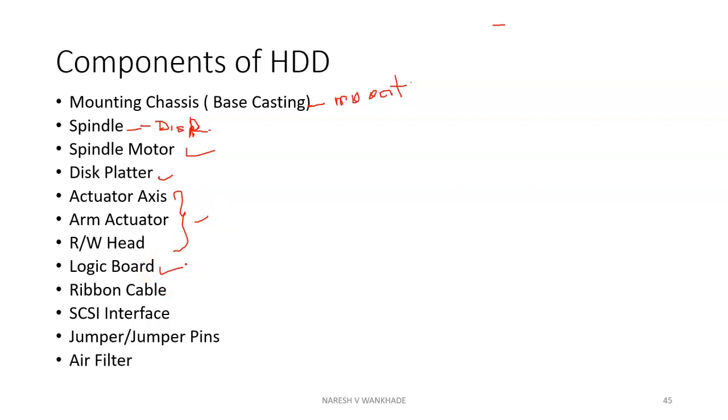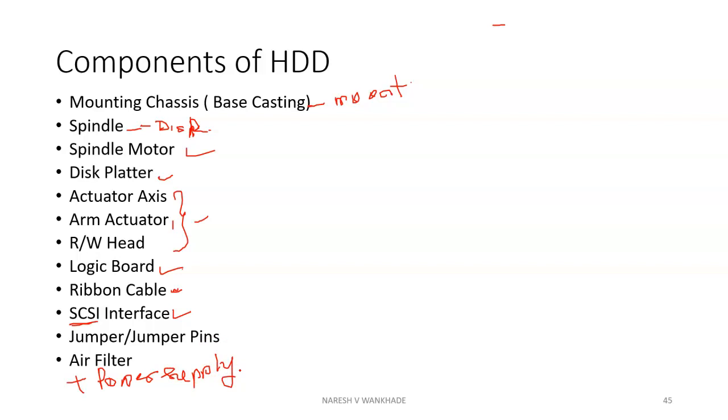The logic board is the interface between the motherboard and the hard disk drive. The ribbon cable is the interface between the actuator and the logic board. The SCSI interface, small computer system interface. Jumper pins, air filter, and one more, the power connector, that is for the power supply. So these are the components of the hard disk drive.